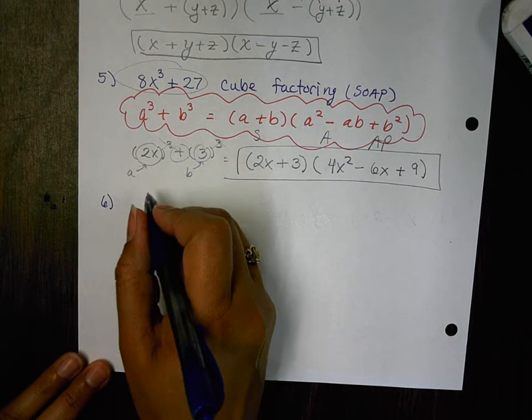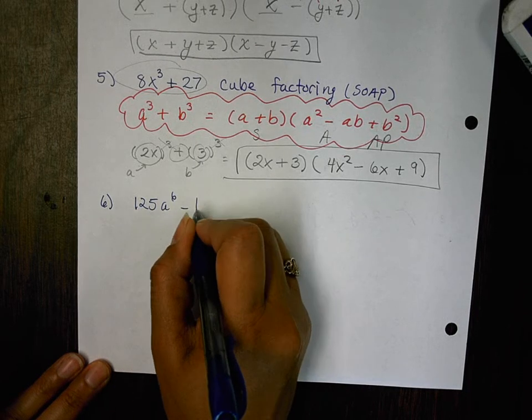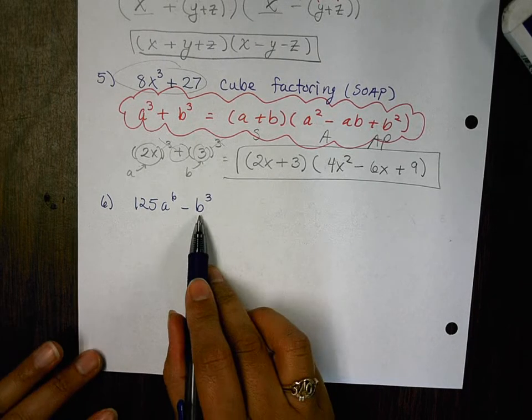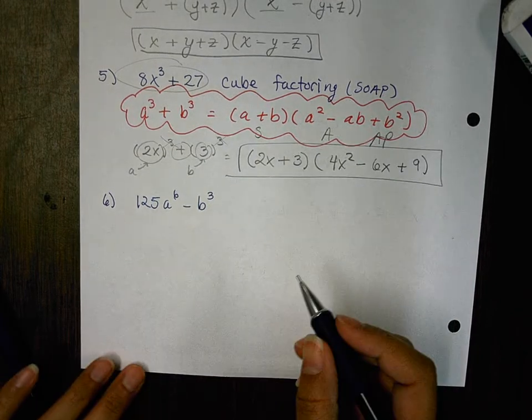Okay, number 6. 125 a to the 6th minus b to the 3rd. Be careful, we're using a b and a 6. That might be a little confusing if you're sloppy, so be careful. I need to be careful as well.